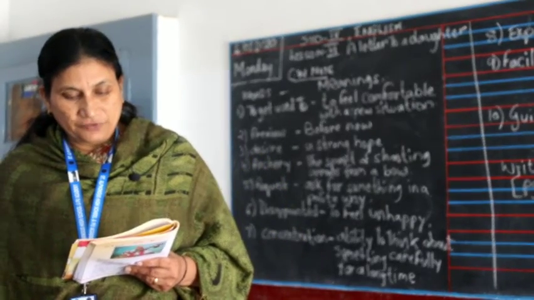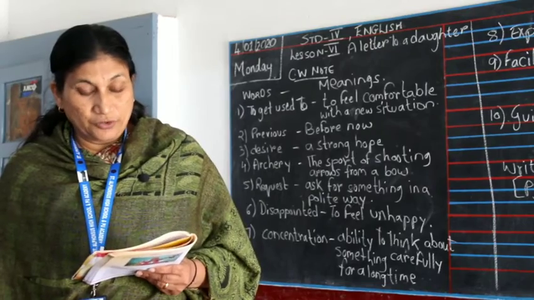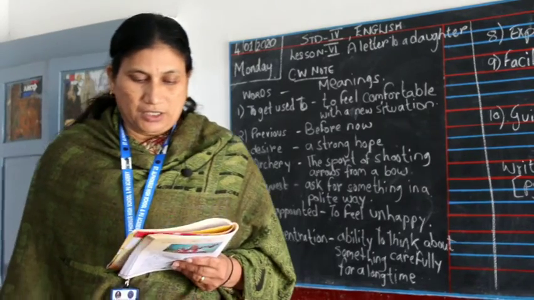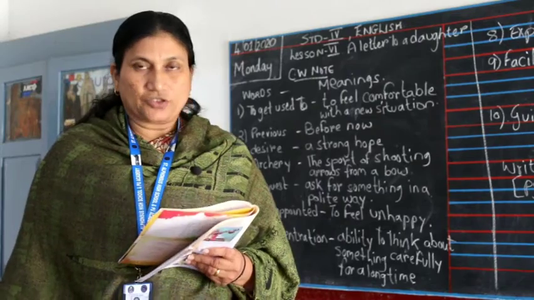Eklavya lived with his parents in a forest. He used to hunt and fish for his living. He had a great desire to learn archery.